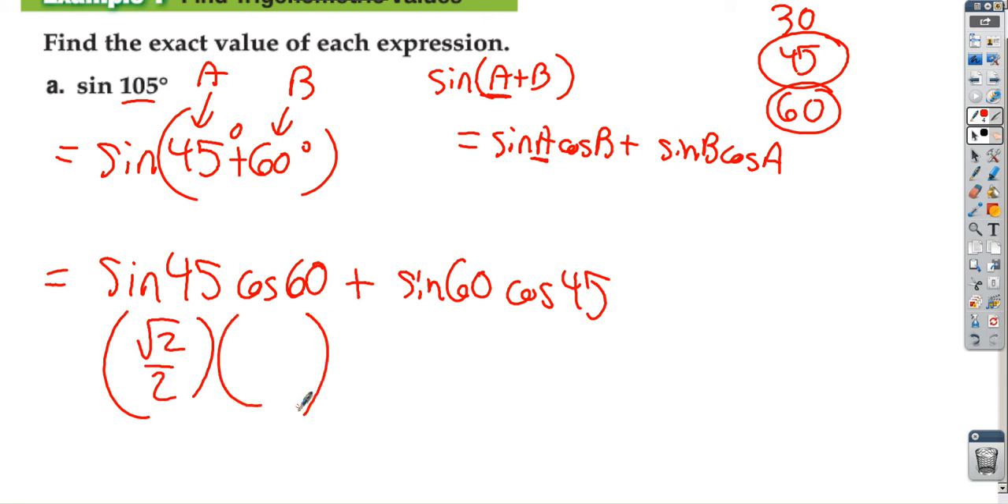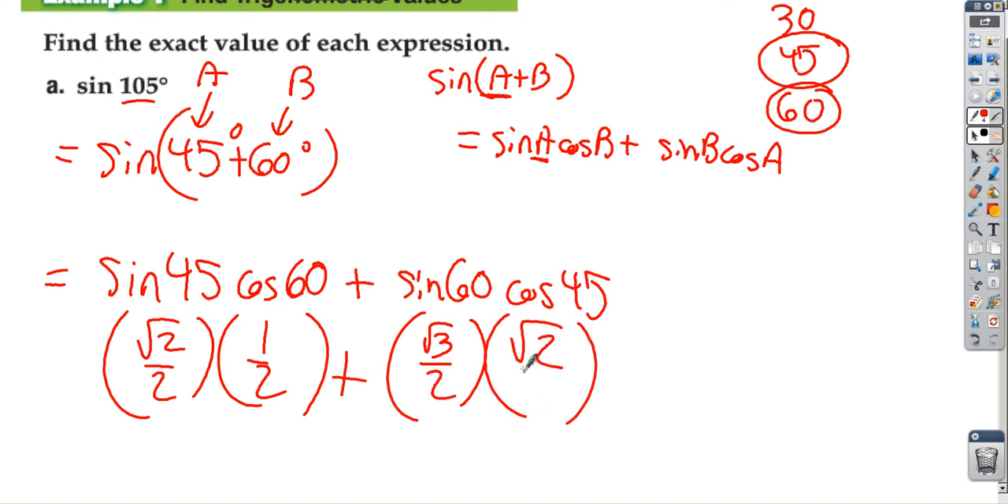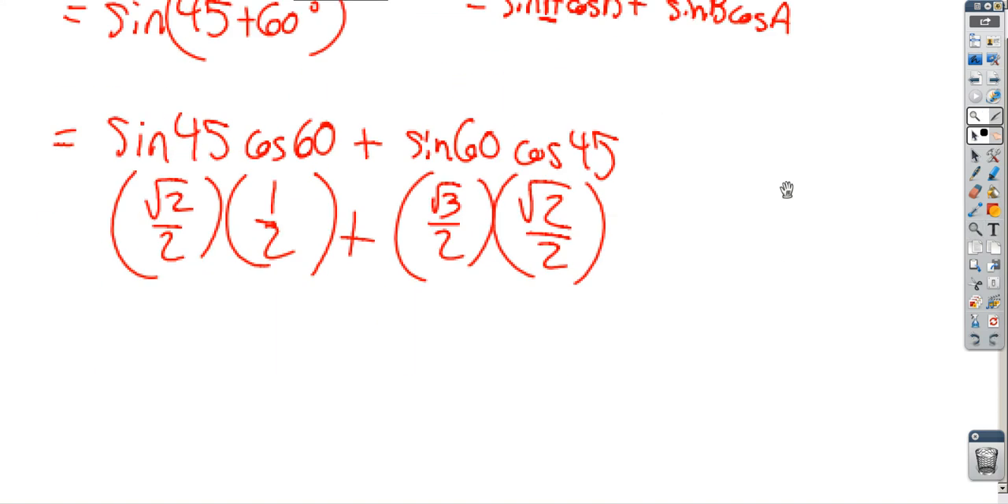Cosine of 60 is equal to 1/2. Sine of 60 is root 3 over 2, radical 3 over 2, and the sine of 45 is the same as the cosine of 45. It's root 2 over 2. So now all we need to do is simplify these.